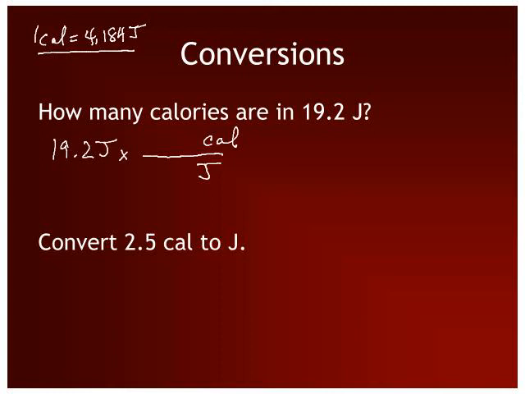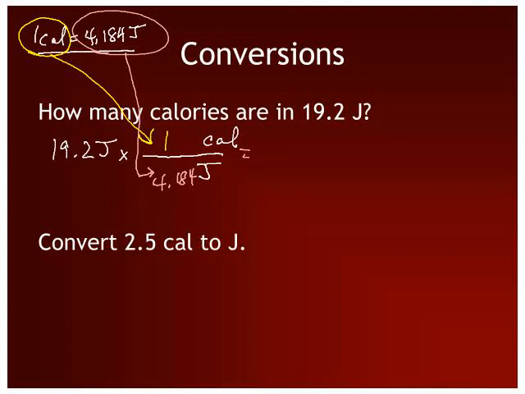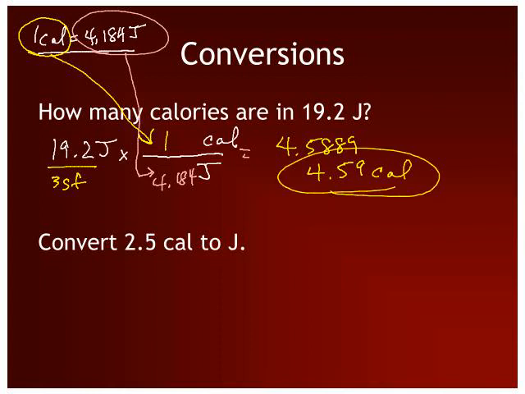And then next to calories is a 1. So we write 1 calorie is equal to 4.184 joules. And we multiply the numbers on the top, we divide by the numbers on the bottom, and you get 4.5889. There's only 3 significant figures, so this should be 4.59 calories for our answer. Okay, so real simple conversions.